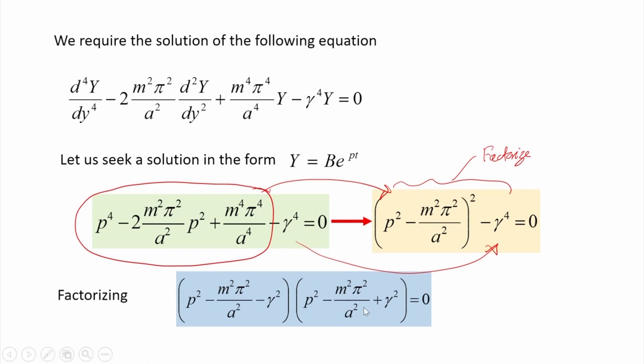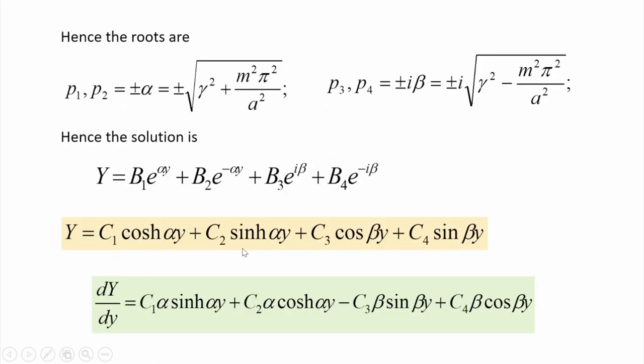So this is the equation from which we have to obtain the roots of the characteristic equation. There will be four roots because this is a fourth order polynomial. Let us investigate the roots. So the roots are p1, p2, the first roots, say plus alpha, minus alpha. P1 is plus alpha, p2 is minus alpha, and alpha is given by plus minus root over (γ² + m²π²/a²).